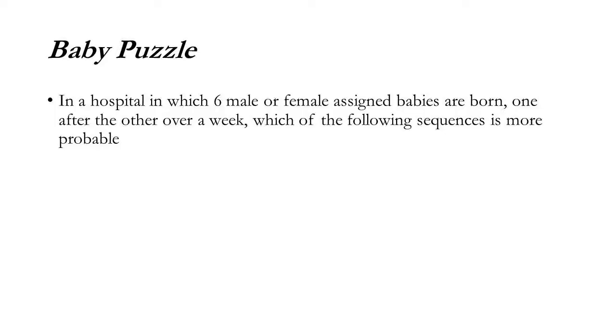Now, think about this. In a hospital in which 6 male or female assigned babies are born, one after the other over a week, which of the following sequences is more probable? This one or this one? I'll give you a minute. Pause if you like. Neither.